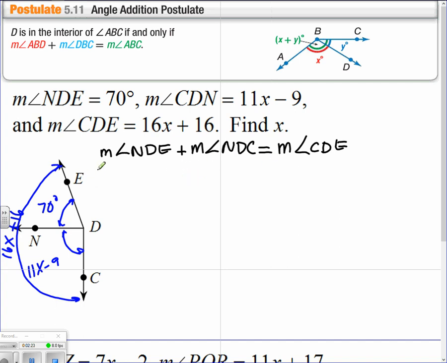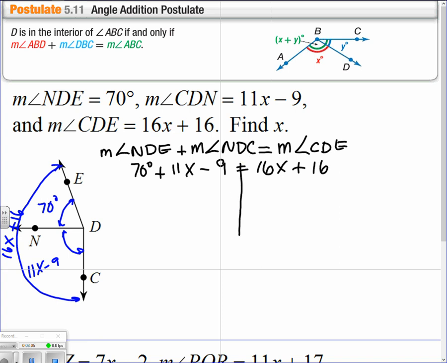Now, let's do substitution. What is the measure of angle NDE? Angle NDE is 70, so this will be 70 degrees, plus the measure of angle NDC. NDC, this angle, is 11x minus 9. And that's equal to the angle CDE. CDE will be this right here, and that'll be 16x plus 16. I'm sorry.